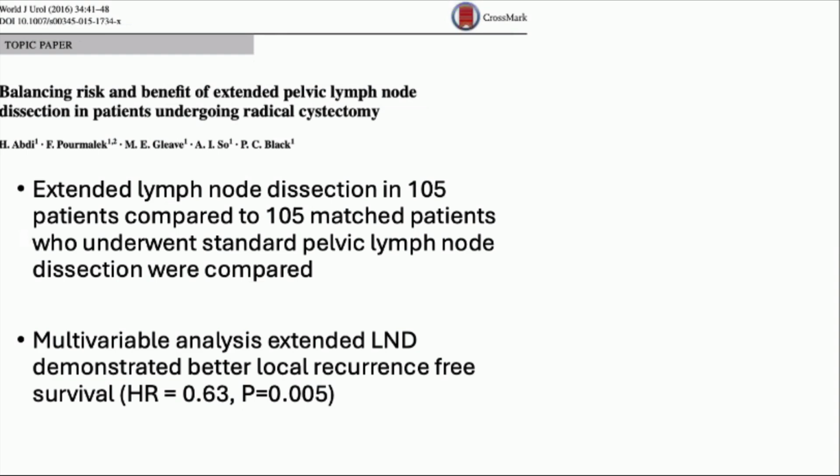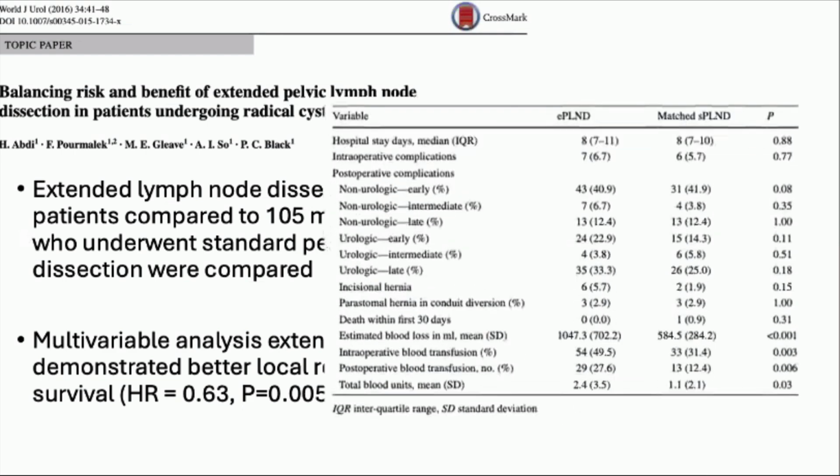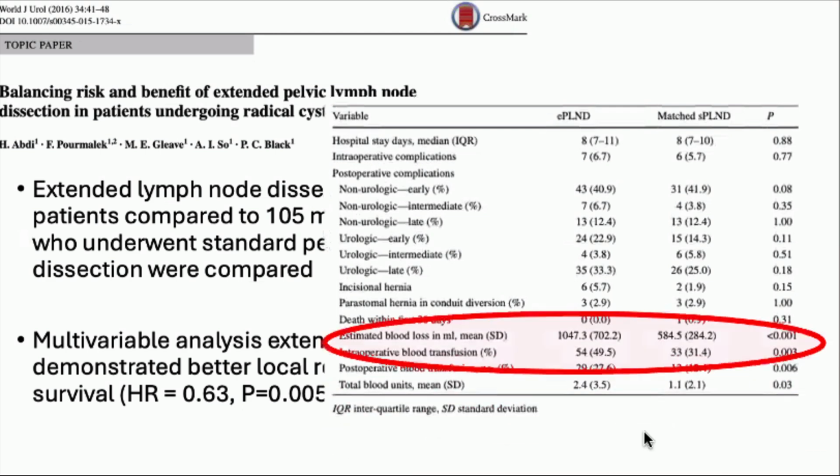And when they looked at recurrence-free survival as well as overall survival, there was no significant difference. However, when we look at estimated blood loss, there is a pretty significant difference between the extended and the matched standard pelvic lymph node dissection arm, with a median estimated blood loss of close to a liter, and a little over half that in the standard arm. As well, the need for blood transfusion was clinically significant.